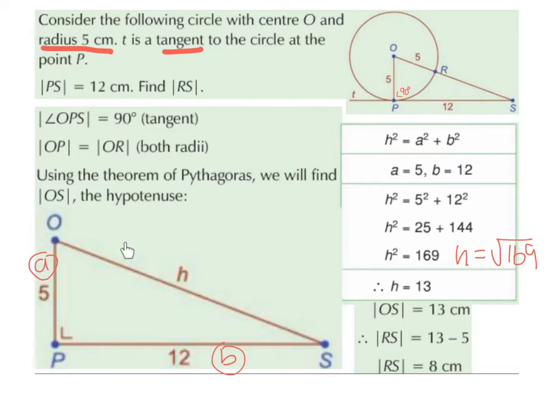So from here to here is going to be 13, which means from O to S is going to be 13, but we're interested in from R to S, so we're going to say 13 minus 5 will leave us with RS. So 13 minus 5 is 8 centimeters. So RS is going to be 8 centimeters.